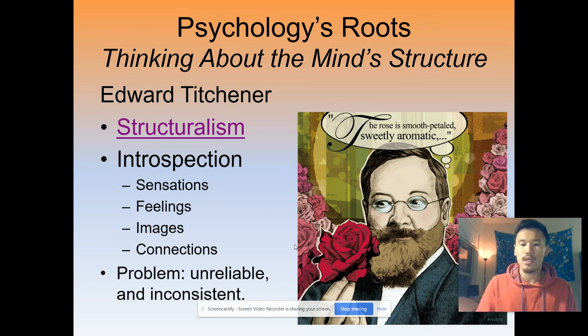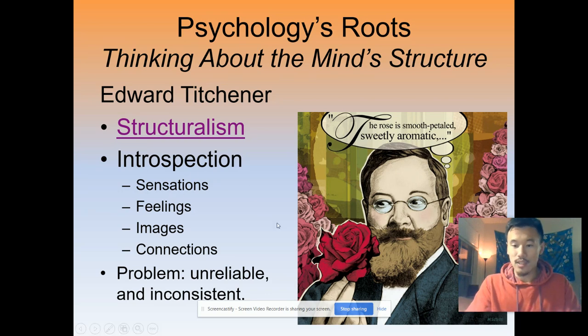So, for example, he would ask participants to look at this rose, and ask, all right, what are you sensing? Well, they would say, oh, I'm sensing the petals are smooth, the aroma is sweet, it makes me feel happy. I notice that it's insanely red, parts of it are deteriorating, and this reminds me of my, I don't know, my first date or something, right? So they're talking about the sensations, feelings, images, and connections within people's minds. And these were what he was calling the structures, right?